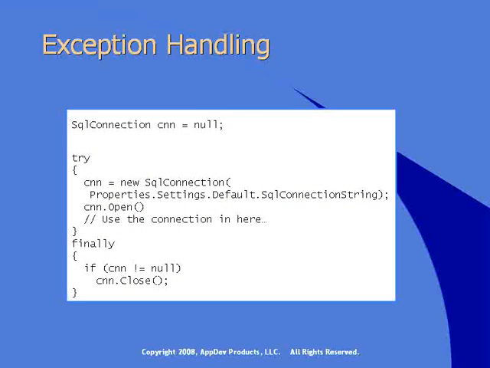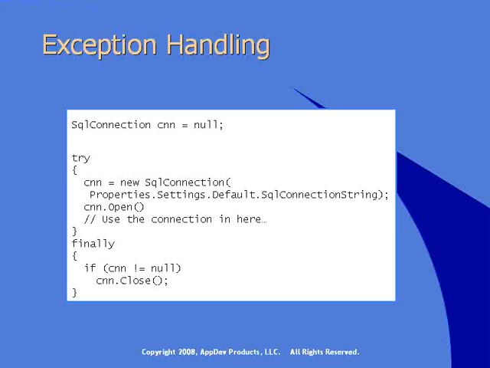Now, we probably should include some exception handling, which means you might want to write code like this. We create the SQL connection object and then instantiate it by calling its constructor, passing in the connection string. We open it. We do that inside a try block. Should something go wrong, we'll automatically jump to the finally block, and in the finally block, if that connection isn't null, then we'll close the connection.